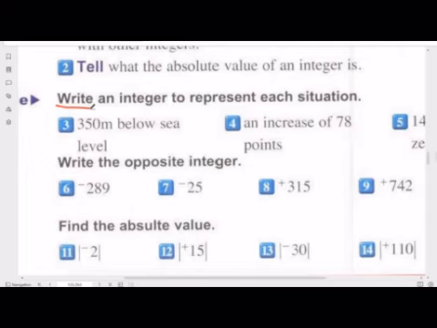Write an integer, look at this question, to represent each situation. So we have the situation, how to write an integer. 315 meters below sea level. Below means negative, so it's going to be negative 350. Okay, an increase of 78 points, increase means the number is positive, positive 78.